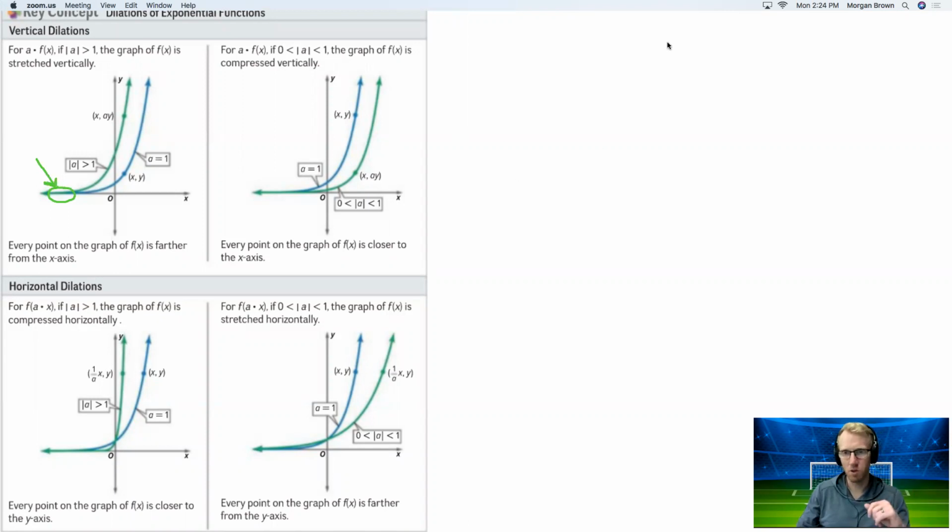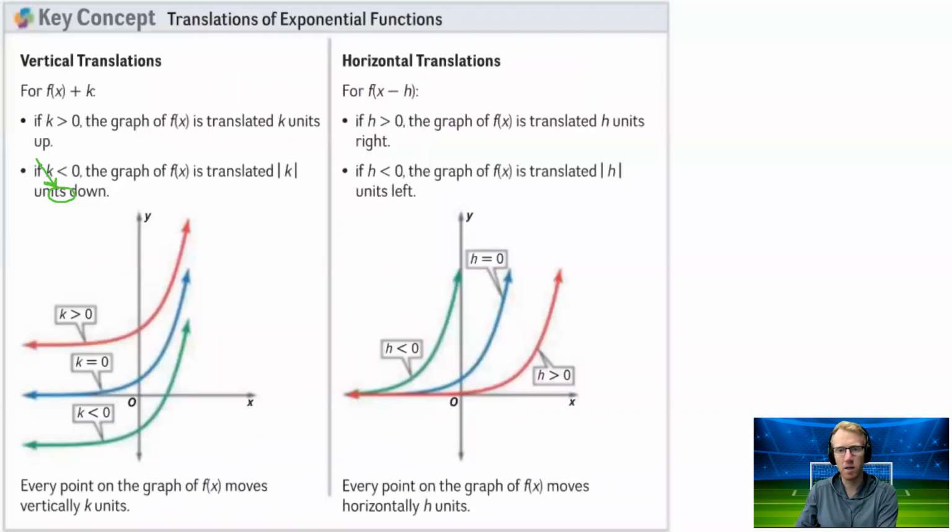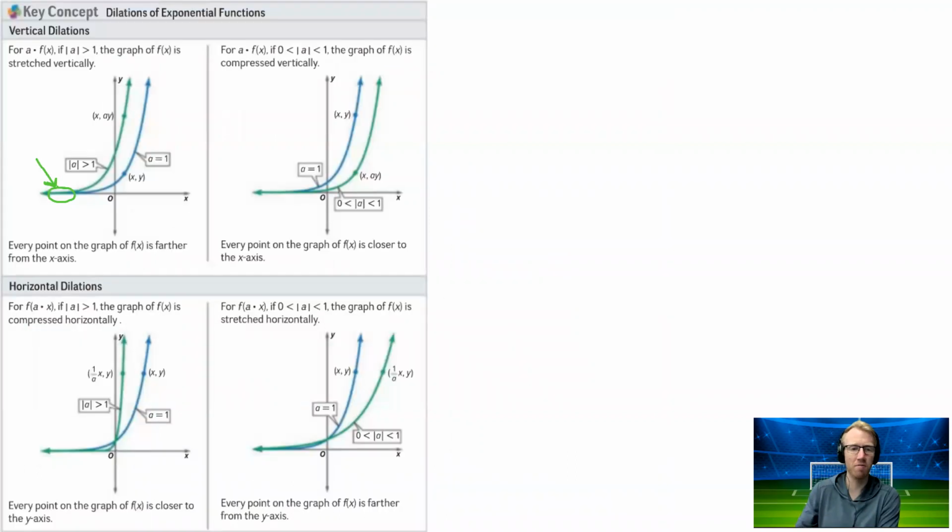Whereas in the previous one, if I just go back real quick, you can see that this got moved up. It no longer has a horizontal asymptote at 0. That horizontal asymptote was shifted up or down with the graph. Whereas here on the stretching and shrinking, the horizontal asymptote stays at 0. But all of these points get moved up. And you can see the amount they get moved up is proportional to how big they are. The bigger they were, the more they get moved up.